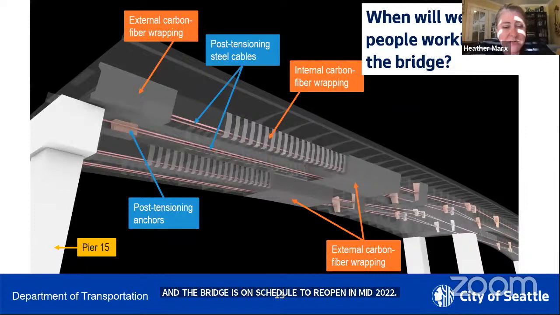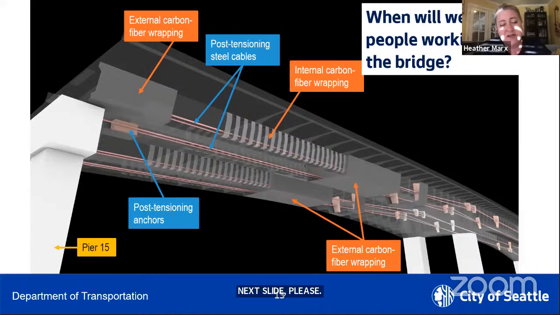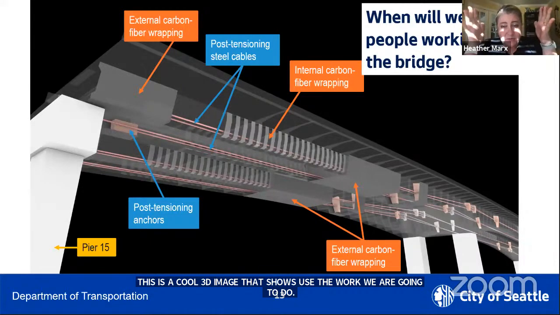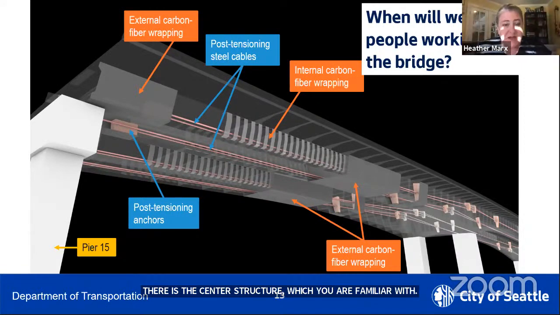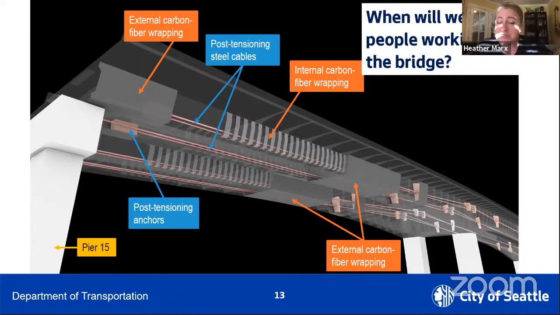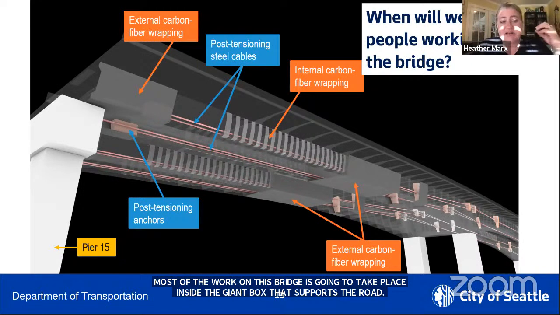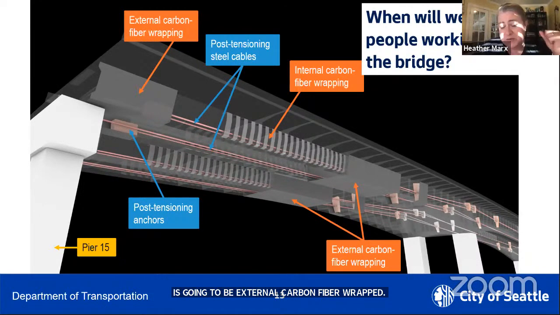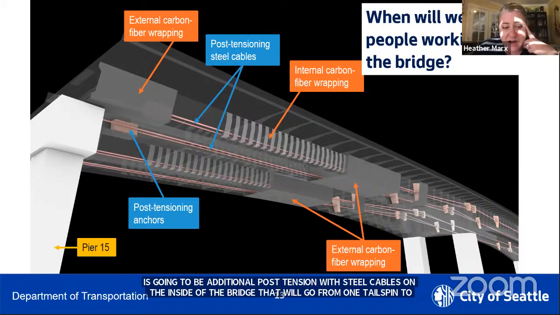So this is kind of a cool 3D image that shows you the work that we're gonna do. This shows you one of the tail spans. So there's the center structure, which you're familiar with, and then the two sides are called tailspans. So center span and tailspans. And most of the work on this bridge is going to take place inside the giant box girders that support the road. There's going to be some external carbon fiber wrap. There's going to be additional post-tensioning with steel cables on the inside of the bridge that will go from one tailspan all the way through to the other. And then of course, some internal carbon fiber wrap.